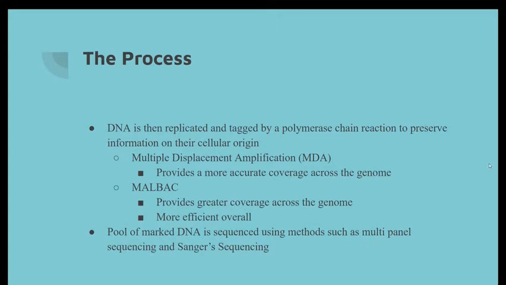There are two major processes, each with their pros and cons, that can be used here. The first being MDA, or multiple displacement amplification. This specific technique provides us with accurate data, but may not cover too much of the genome. However, MALBAC will provide us with great coverage across the genome, but may not be as accurate. Lastly, our pool of marked cDNA would be sequenced using multi-panel sequencing or even Sanger sequencing, which we talked about in class.